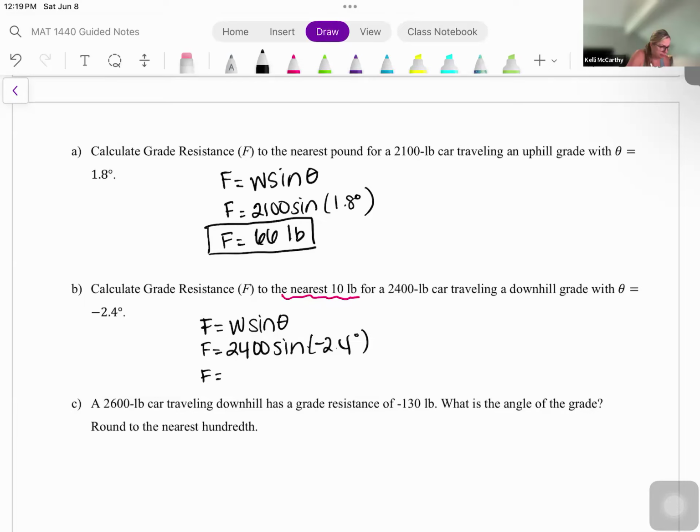So this is approximately negative 100.5. But since we're rounding to the nearest ten, what we're trying to do is decide, is this closer to negative 100 or negative 110 in terms of the pounds? It is closer to that negative 100. So our force is negative 100 pounds.